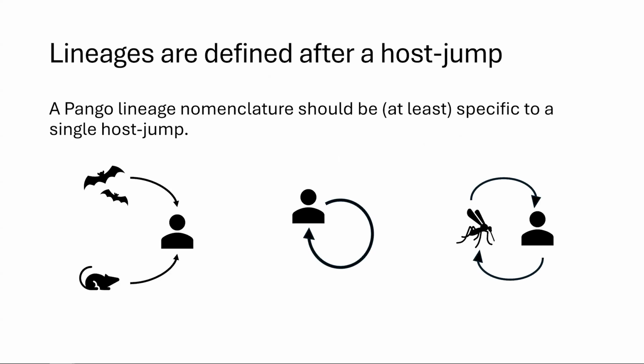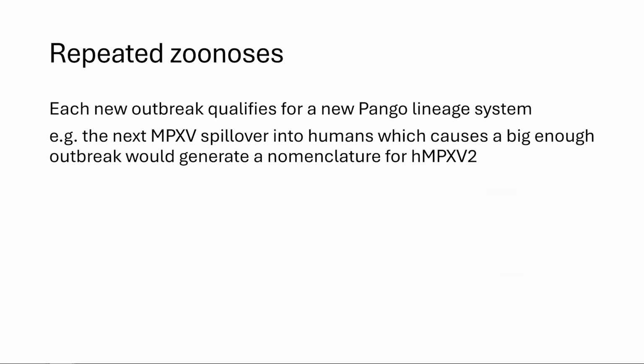And this is a fine scale resolution. It's not going to be well suited to describing the deep diversity you have when you have host jumps. So we recommend a Pango lineage nomenclature should be at least specific to a single host. This could be a recent jump from an animal reservoir into humans. It could be applied to endemic viruses, or for a vector-borne virus, that main host is really the vector. So if it were to jump vector, at that point, you'd need to change your system. And therefore, with each new zoonosis, you create a new Pango lineage nomenclature. The next big enough MPXV spillover could be given a nomenclature HMPXV2.